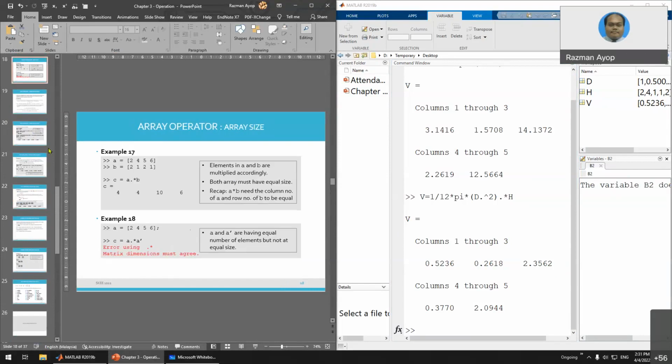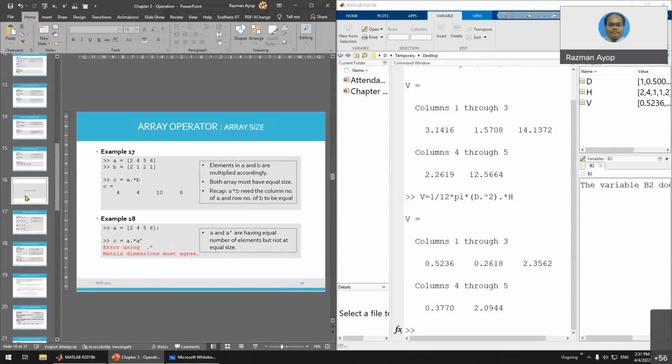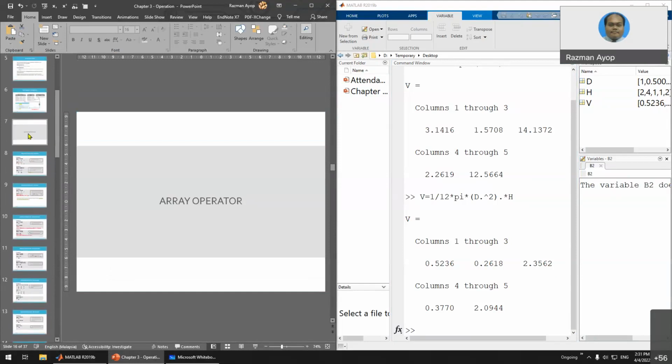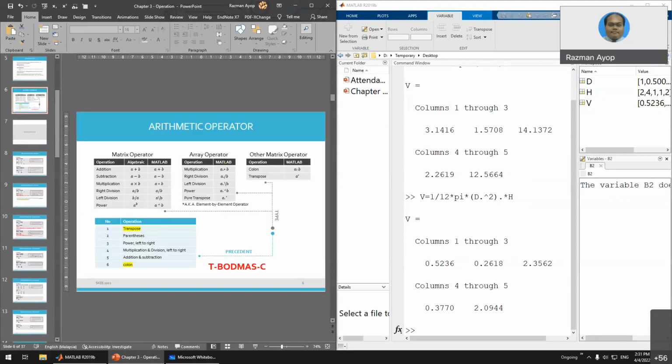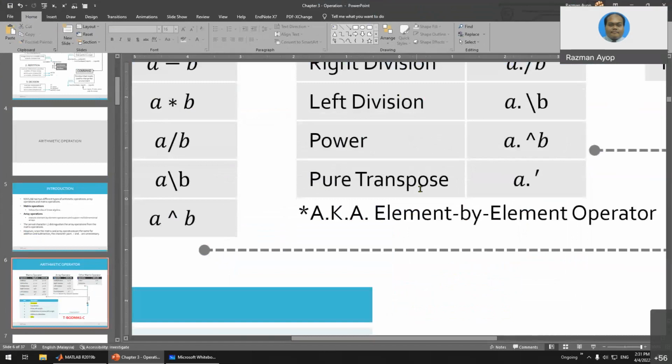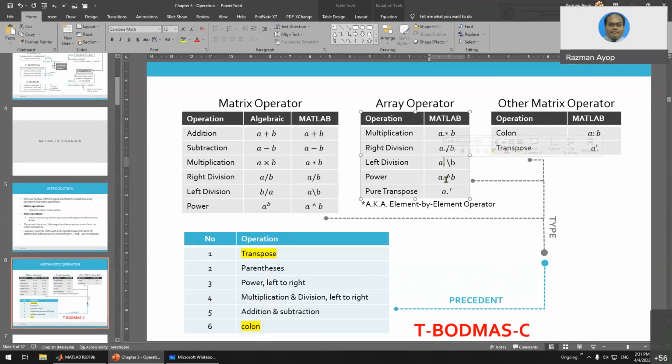Remember that I said the difference is the dot. So if you want to know whether it is array operation or matrix operation, you have to look at whether it has a dot or not. Or you ask how to determine whether the problem is suitable for matrix or array operation. Is that the question? Yes.